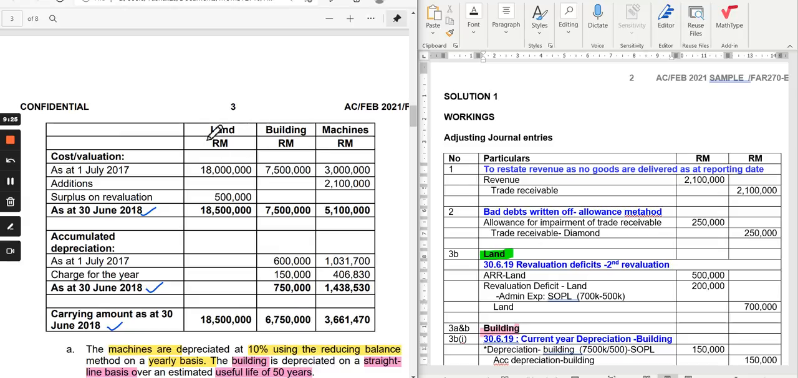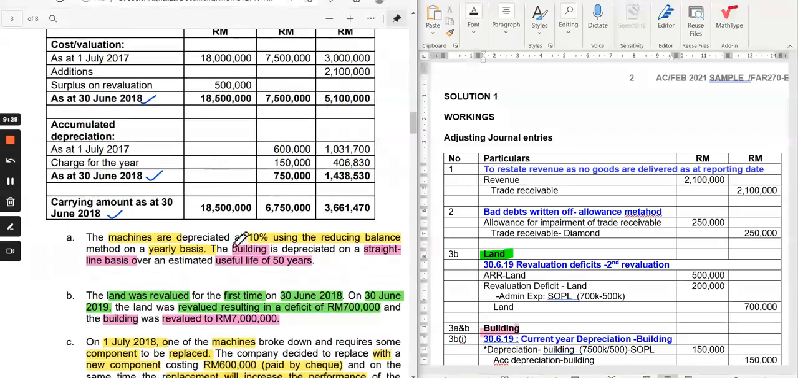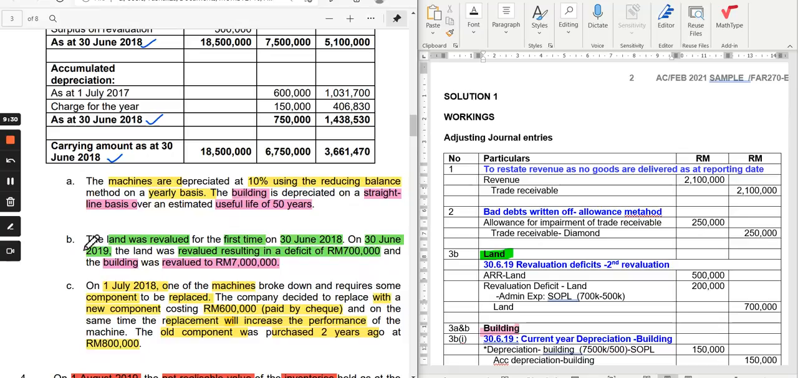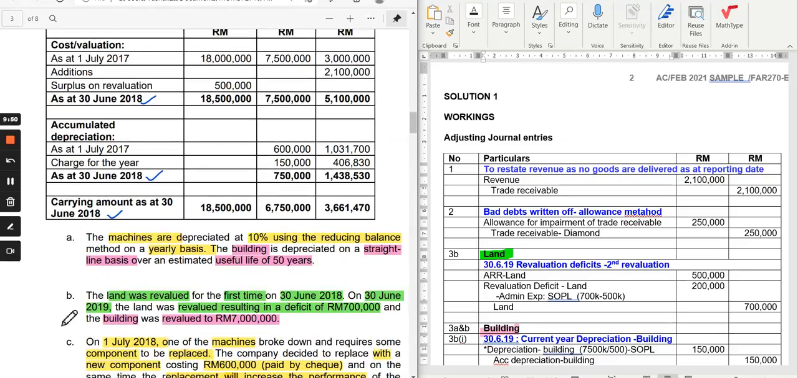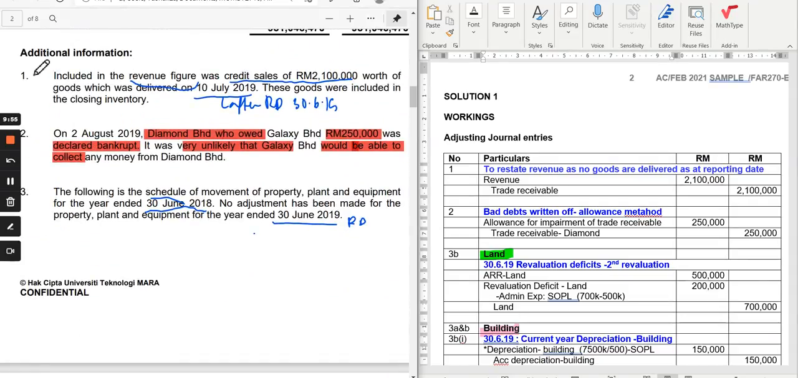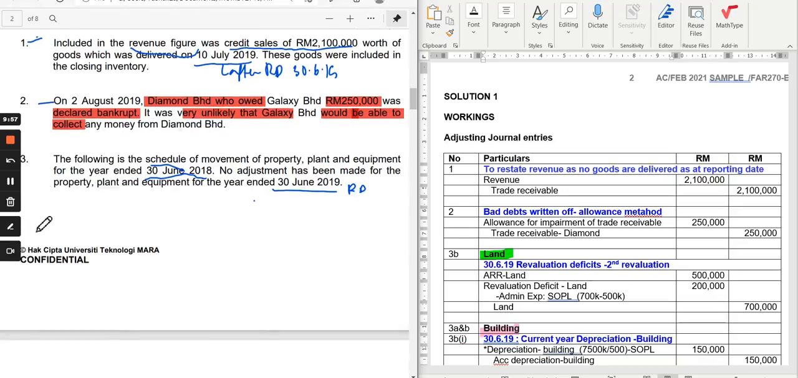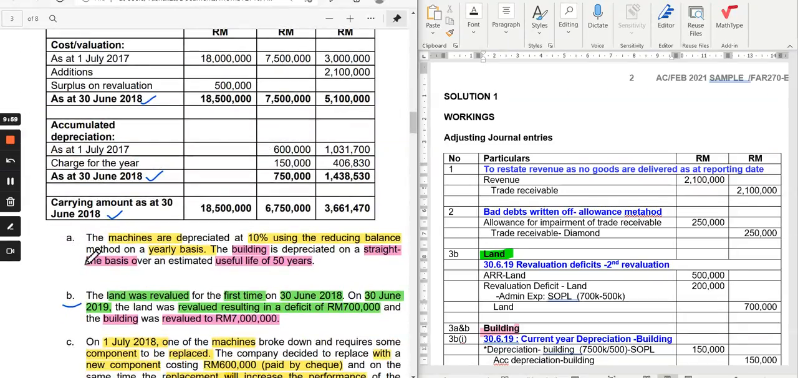So you can check that there are land, building, and machine. You have a few items here that I have already highlighted. You can see that I have used different highlighters. For the machines, I use yellow. For building, I use pink. For the land, I use the green color there. So let's look at what you have. And I'm going to start off with the non-depreciable asset first, which is item 3B. This is 3B. So I'm doing B.